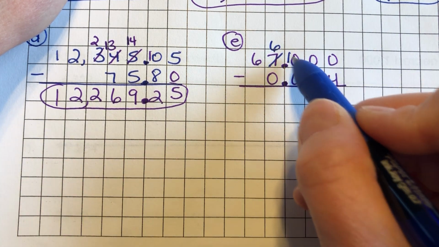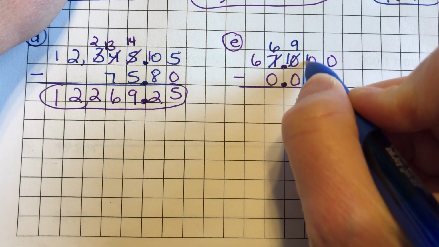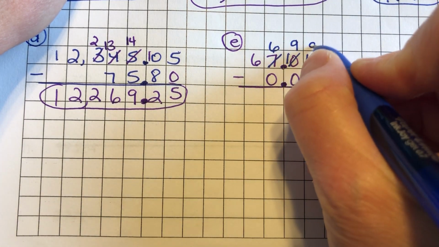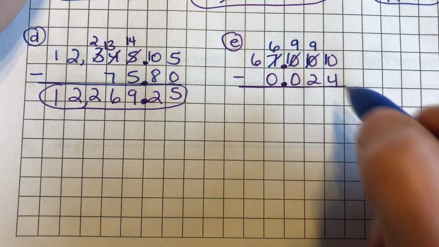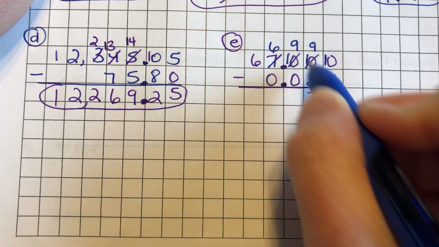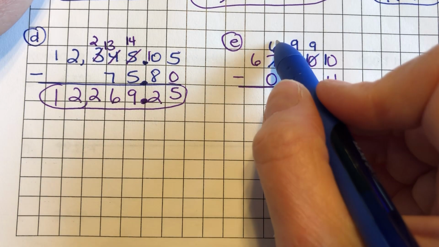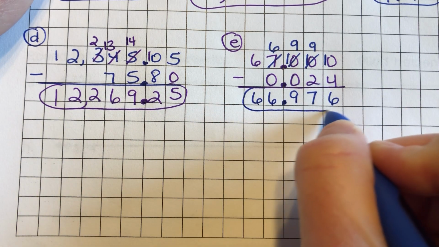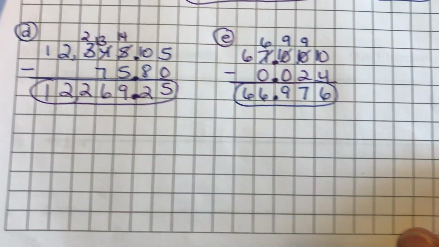So now I'm gonna borrow from this 10. It becomes 9, and now I give it to this one. Now I can borrow from this 10, it becomes 9, and I finally have what I need. 10 minus 4 is 6, 9 minus 2 is 7, 9 minus 0 is 9. I keep my decimal point in the same spot. 6 minus 0 is 6, and 6 minus empty box is 6. So 66 and 976 thousandths is what we have for that one.